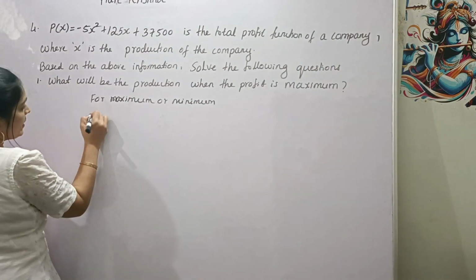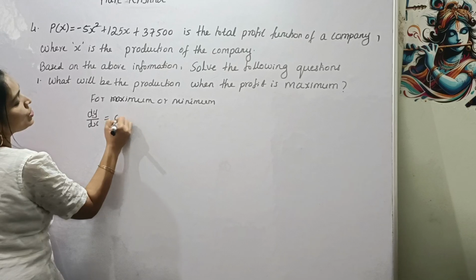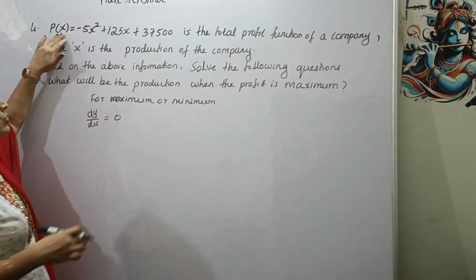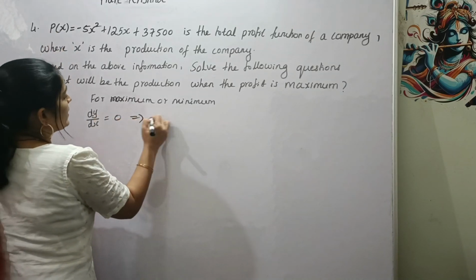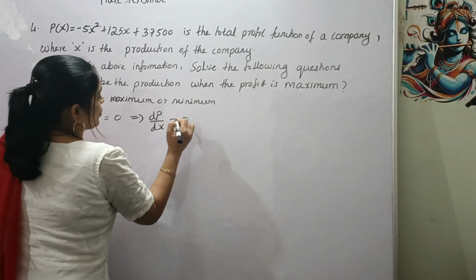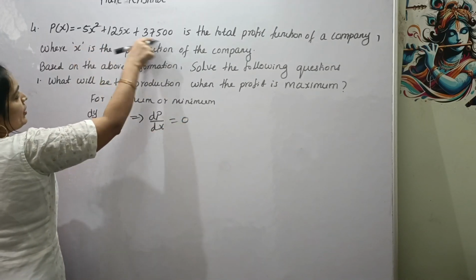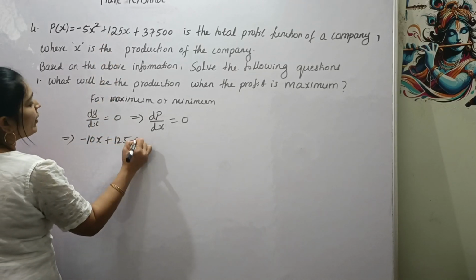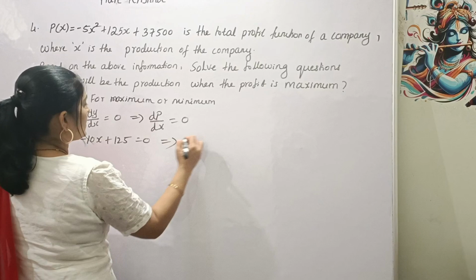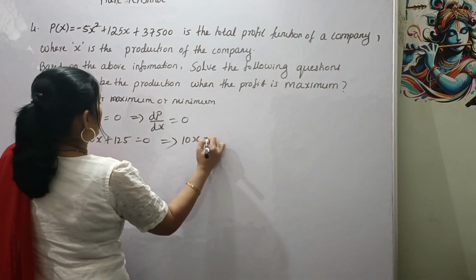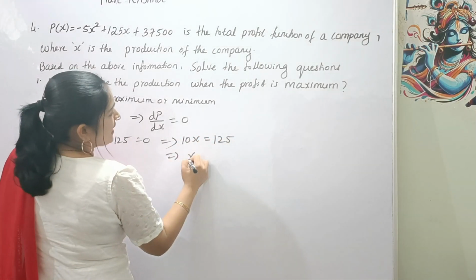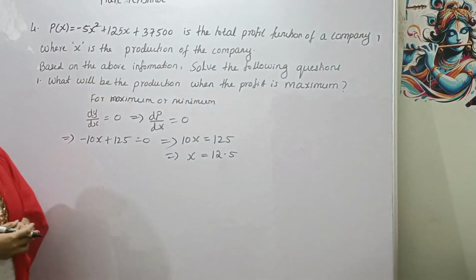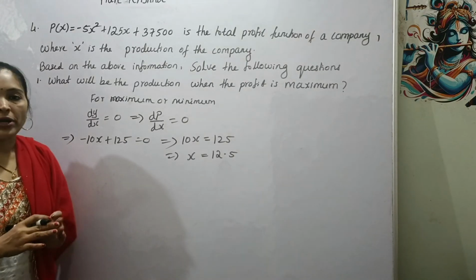The first method is dP by dx is equal to 0. That means the derivative of this function with respect to x is 0. That is, dP by dx is equal to 0. That implies, differentiating with respect to x, minus 10x plus 125 is equal to 0. That implies 10x is equal to 125, right? That implies x is equal to 125 divided by 10, that is 12.5. So here x is equal to 12.5.